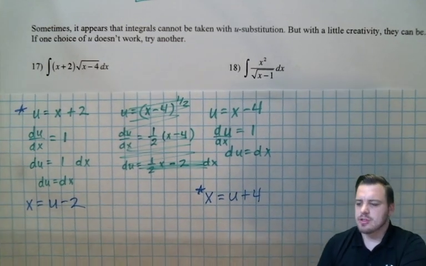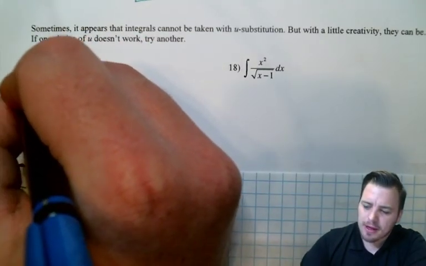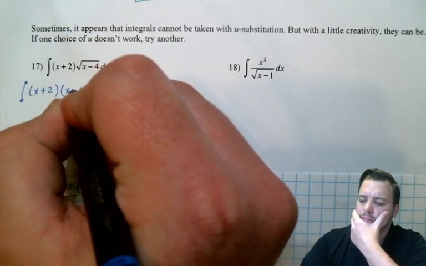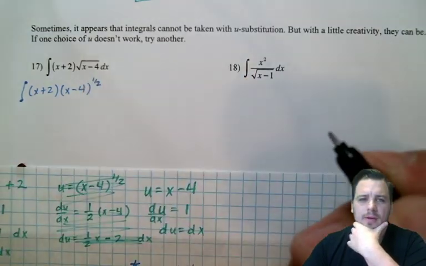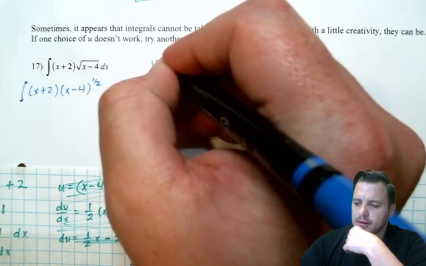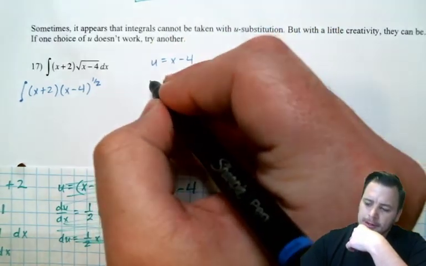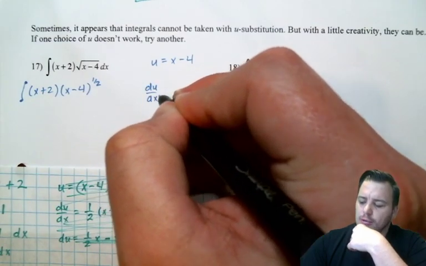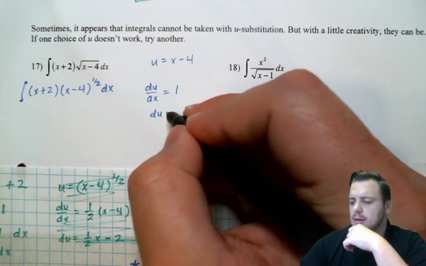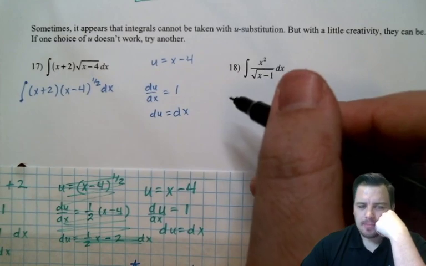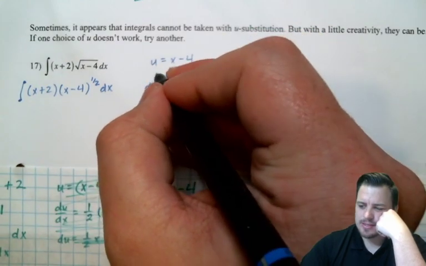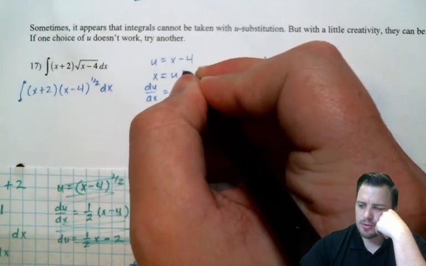Okay? So if I rewrote this problem like this, x plus 2 times x minus 4 to the 1/2 power, and I said I'm going to make this right here my u. So u is equal to x minus 4. Du over dx is equal to 1. So therefore du is equal to dx. And basically here's what I'm doing. I'm replacing dx with du. So then I'm saying x is equal to u plus 4.